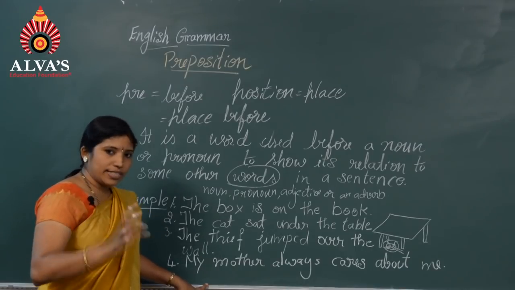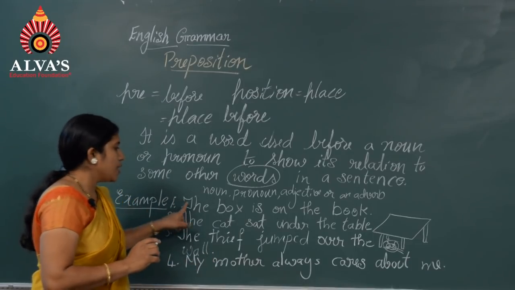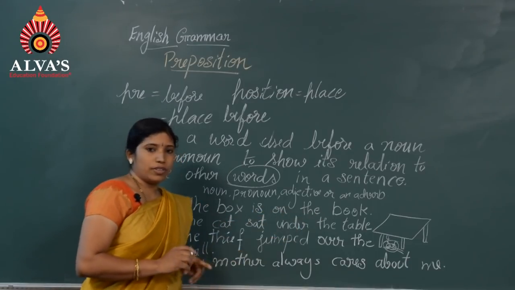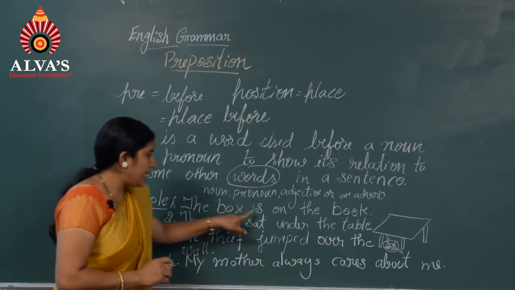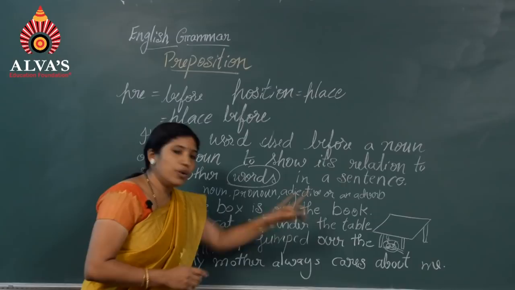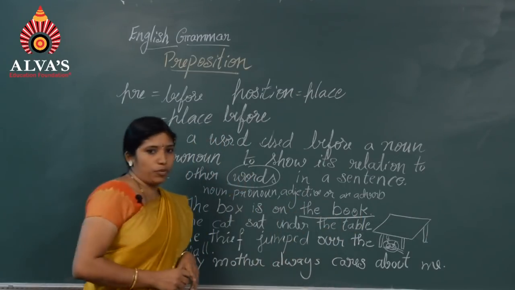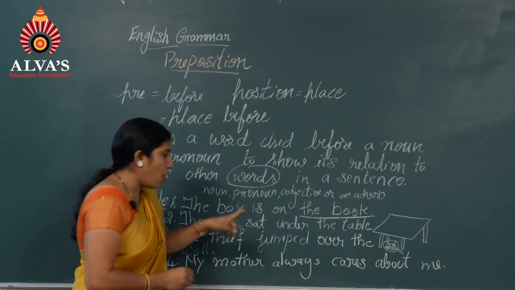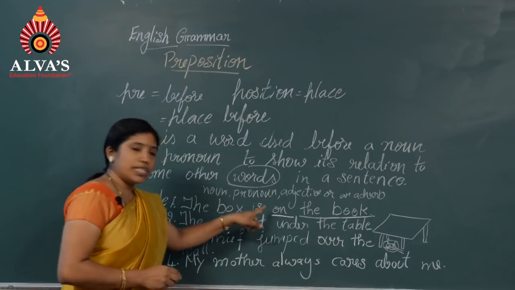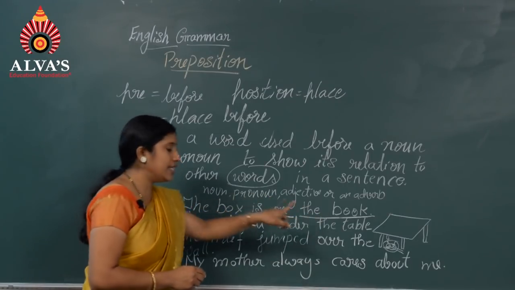I think already you have identified. Okay, we shall analyze these sentences. Number 1, the box is on the book. Here the box is a subject. Is is a verb. What is the book? It is the object, and it is a noun. What is on? On is the preposition, because it shows relation between the two nouns.